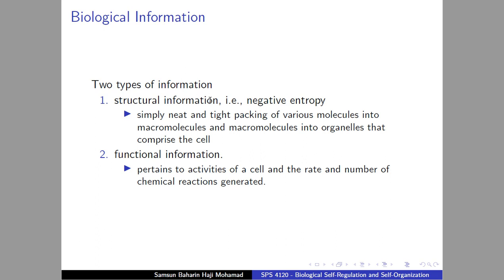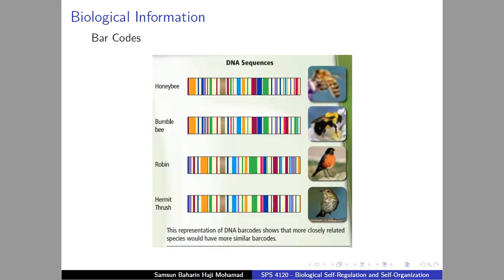And next is the functional information. So if it is shape Z, shape X, what is its function? Shape Z, what is its function? Shape Y, what is its function? So it contains this functional information, pertaining to the activity of a cell and the rate of the number of chemical reactions generated. So these are the DNA sequence or the information.